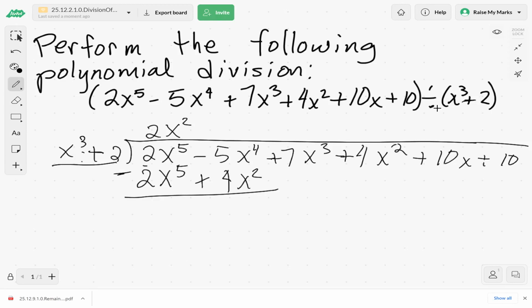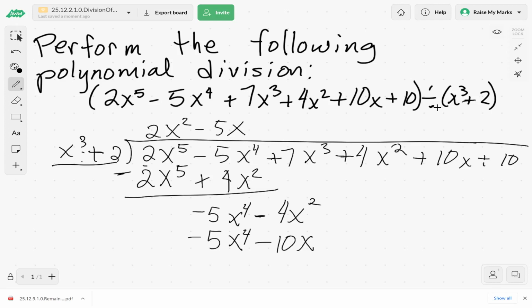And when we subtract, the 2x to the power 5 terms cancel out. We're left with negative 5x to the power 4 minus 4x squared. Good. All right, so now we're going to do the same thing again. What do we have to multiply by x cubed to give us negative 5x to the power 4? Negative 5x. That gives us negative 5x to the power 4, and then negative 5x times 2 is negative 10x.